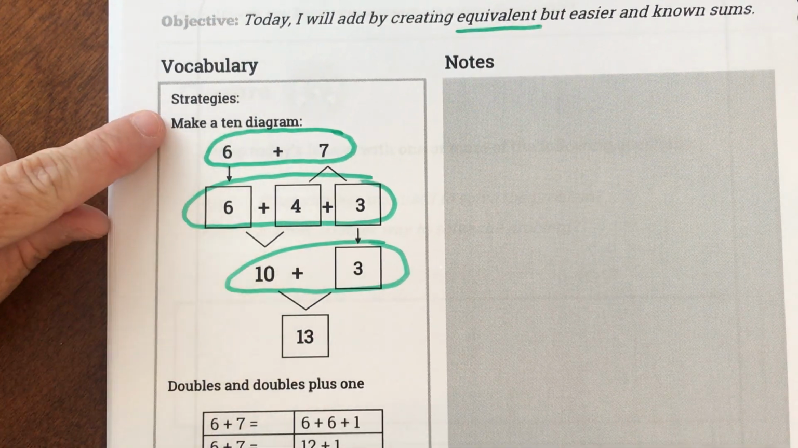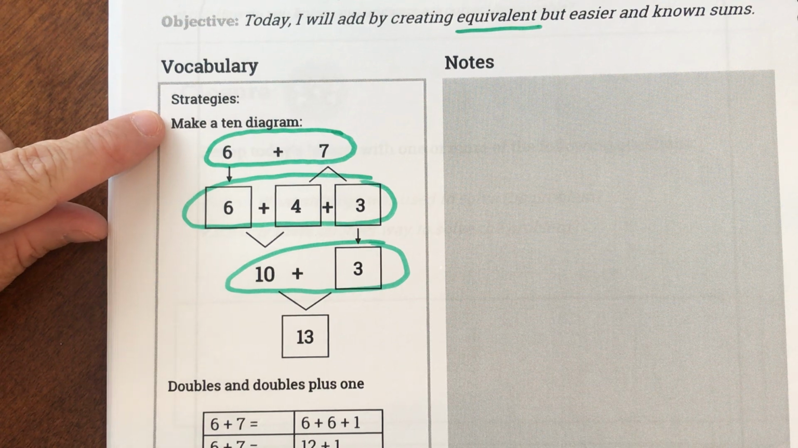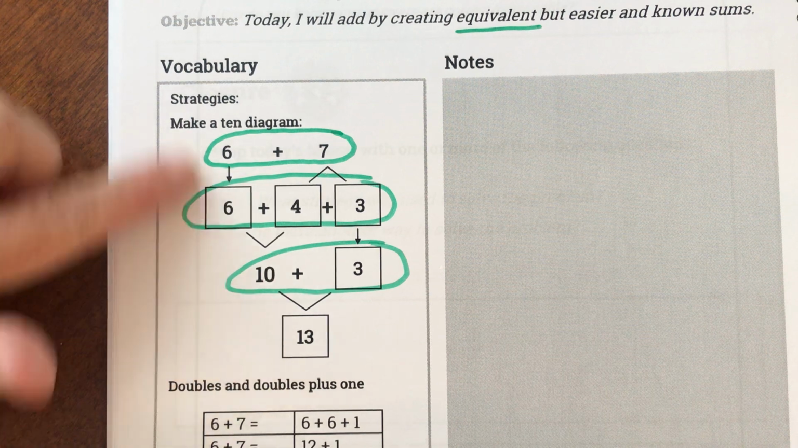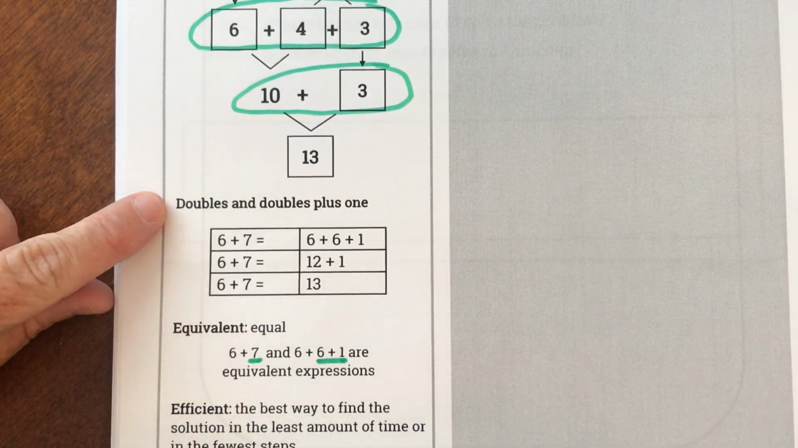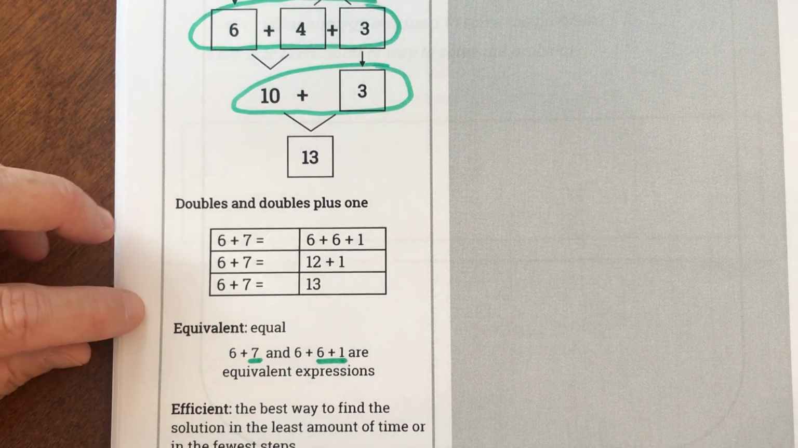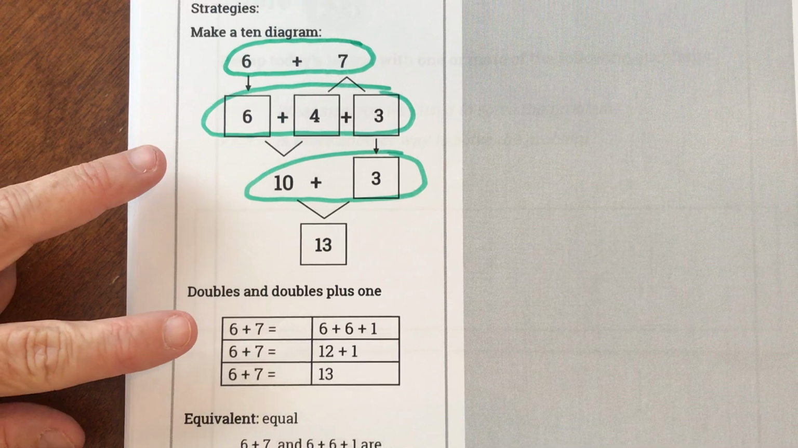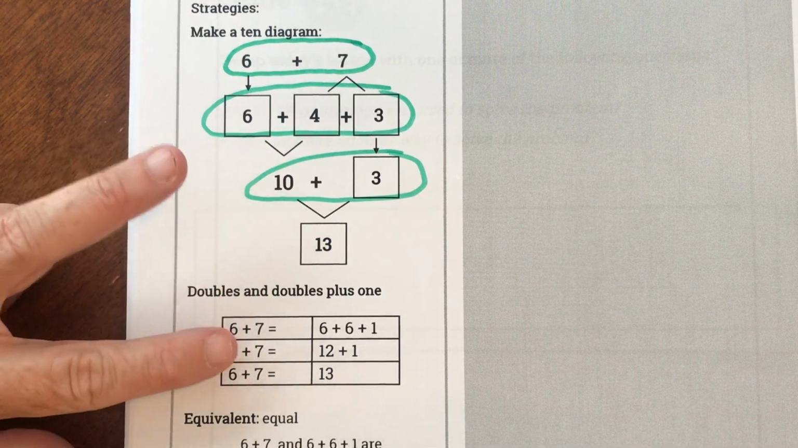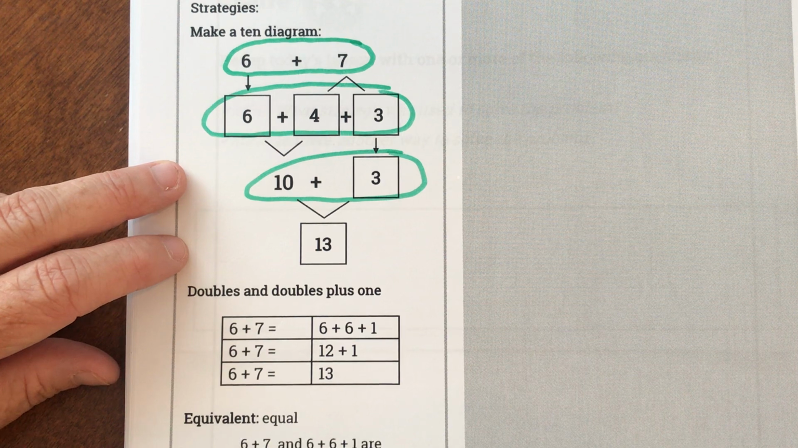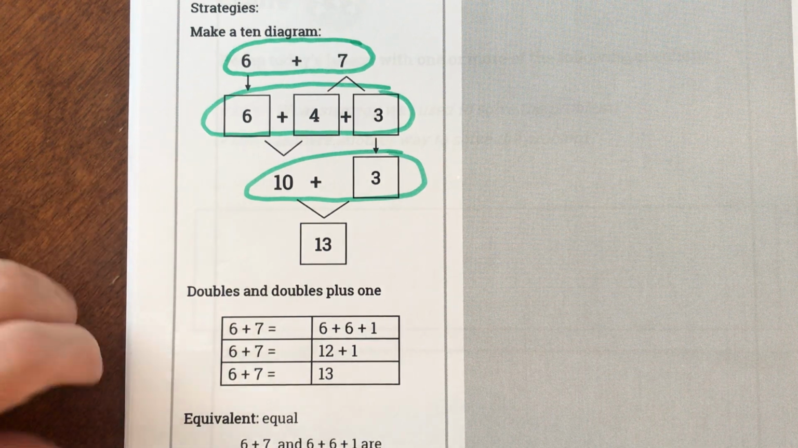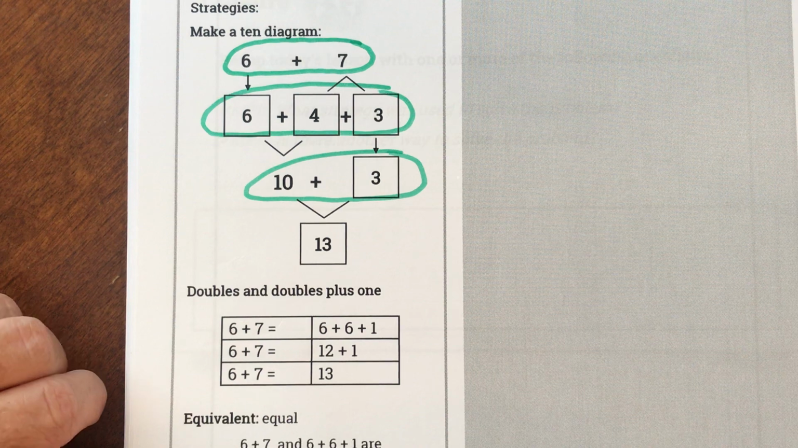So make a 10 diagram was one of the strategies that we've learned in this unit. So we're going to be using this strategy again today. We've learned the doubles and doubles plus 1 strategy. So we're not learning any new strategies today, friends. All we're going to do is be practicing strategies we've already learned. So that's what we're going to do today.